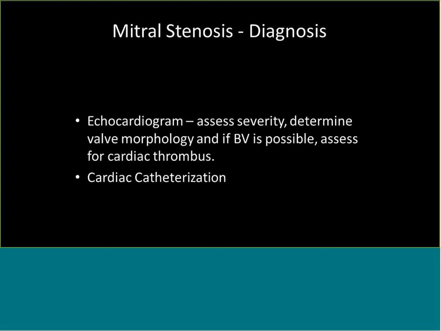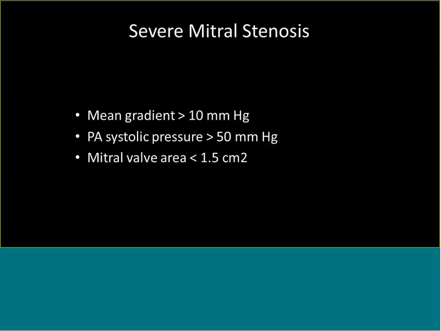Echo, again, assesses the severity, determines the morphology, whether valvuloplasty is possible, and also assesses for cardiac thrombus. So it's important. These patients have restricted flow from the LA to the LV, and so they can form cardiac thrombus, and cardiac catheterization is done to assess the coronaries. Severe MS: mean gradient greater than 10 millimeters of mercury, PA systolic pressure greater than 50, mitral valve area less than 1.5 centimeters squared.